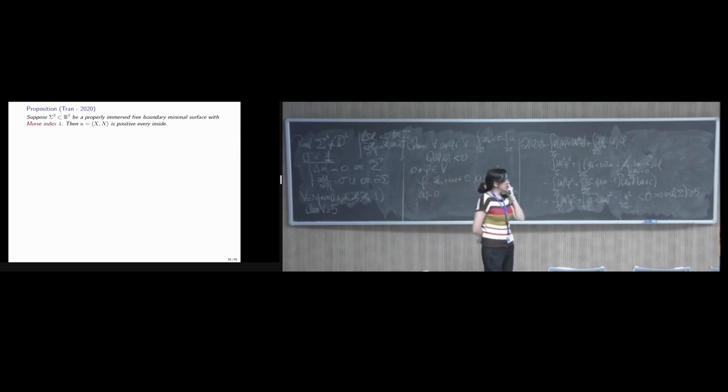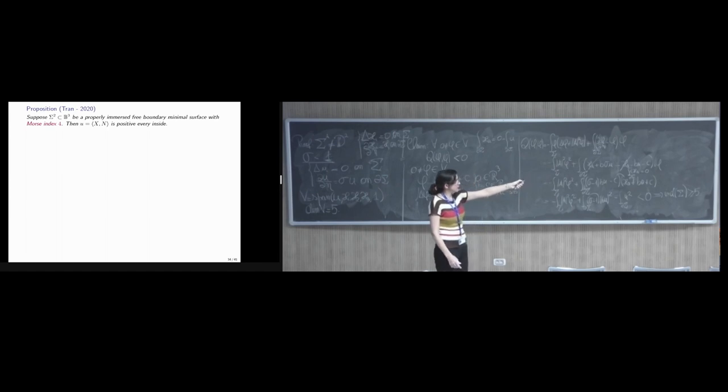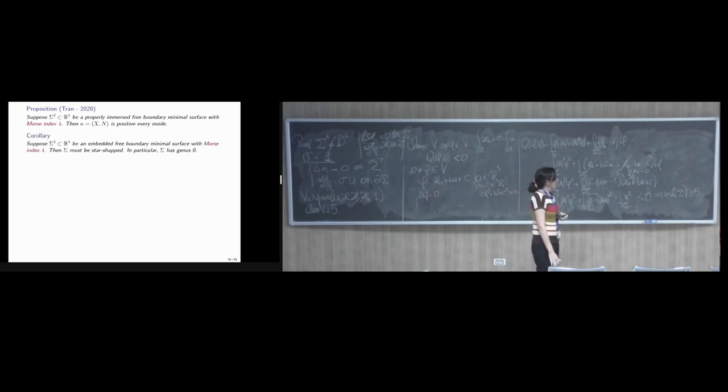Then what they prove? They prove that u, the same function that I used, is positive on every side of this sigma. Why is this result important? Because if you have this condition and the surface is embedded, you can prove that this surface sigma is star-shaped. In particular, if sigma is star-shaped, you can prove that sigma has genus zero.